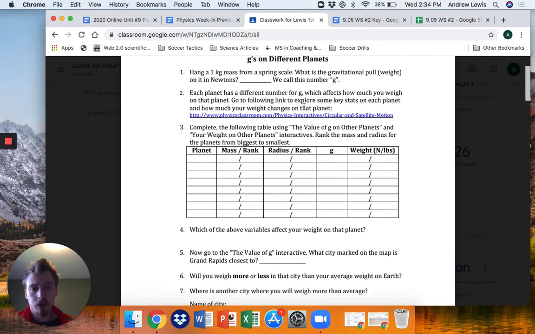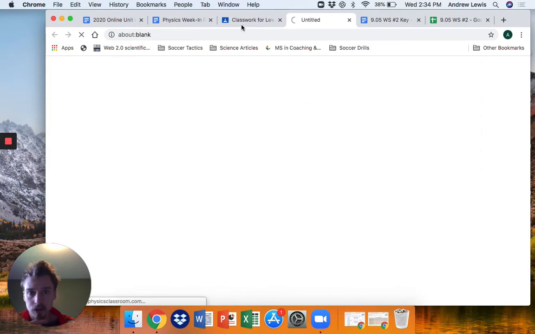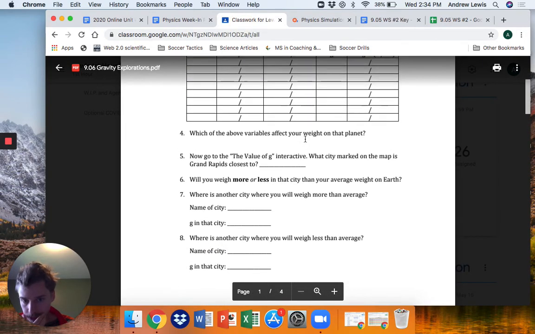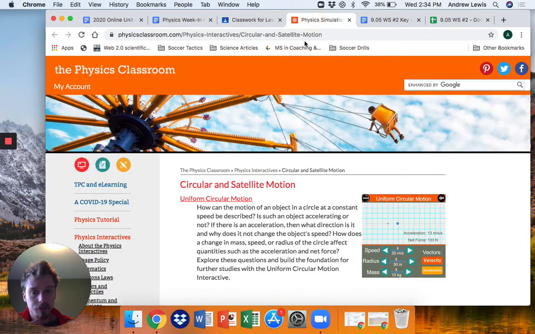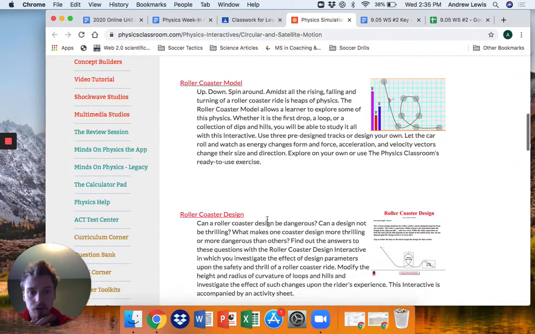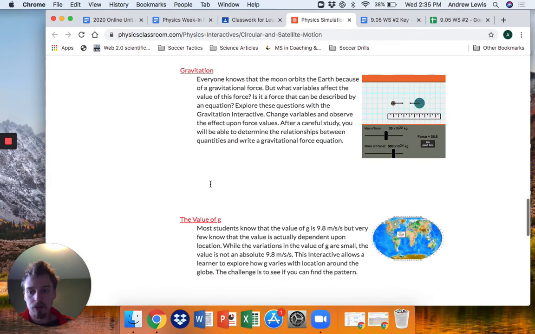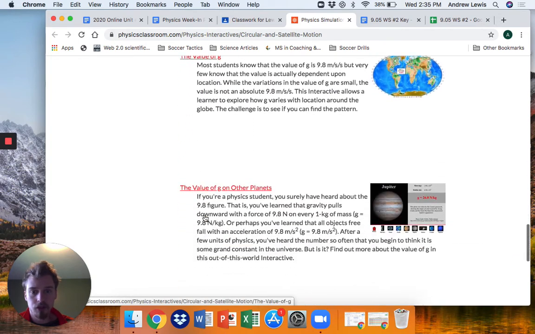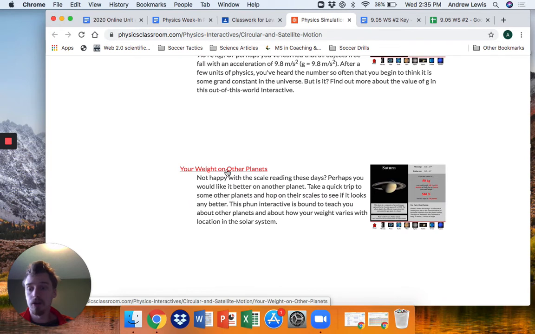Please also be aware that you will have to be switching between 4 different interactives on the Physics Classroom. So click on this link, circular and satellite motion, for this first one. And then what you guys are going to be doing is you are going to be using gravitation. You're going to be using the value for G. You're going to be using the value of G on other planets, and then you're going to be using your weight on other planets. So you'll be using all 4 of those interactives throughout this activity.